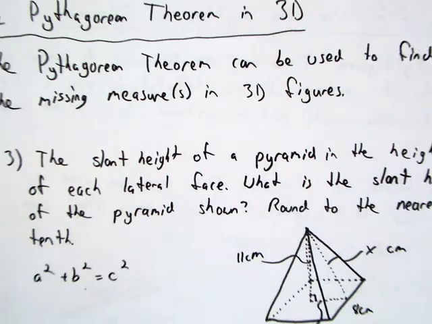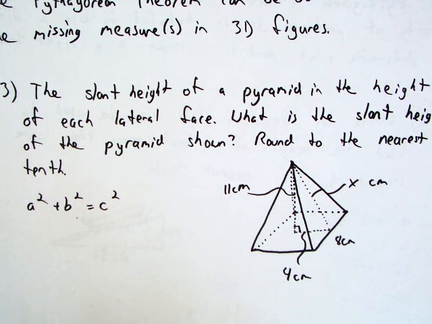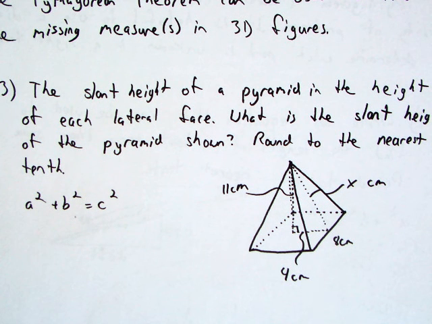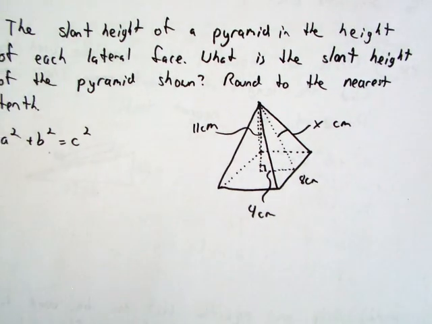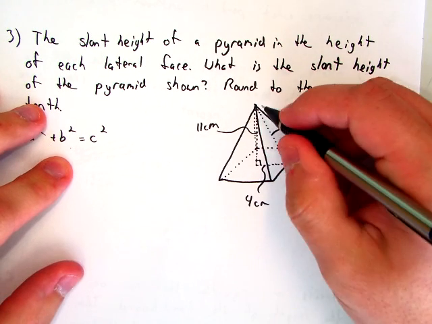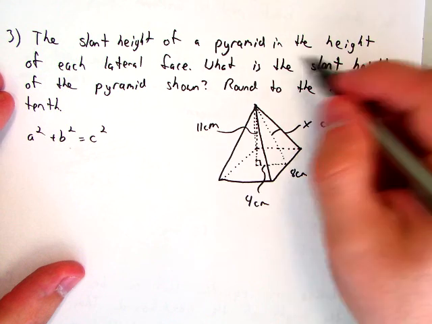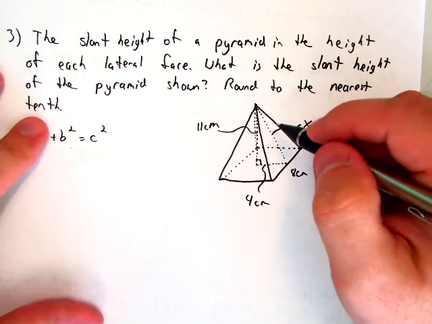Last part, Pythagorean theorem in 3 dimensions. We can also use it to find missing measures in 3-dimensional figures. A 3-dimensional figure would be like a pyramid, a prism, a sphere, cylinder, cone, things of those natures. So in example 3, it says the slant height of a pyramid is the height of each lateral face. The lateral face is the side kind of going up from the base. It says, what is the slant height of the pyramid shown? Round to the nearest tenth.